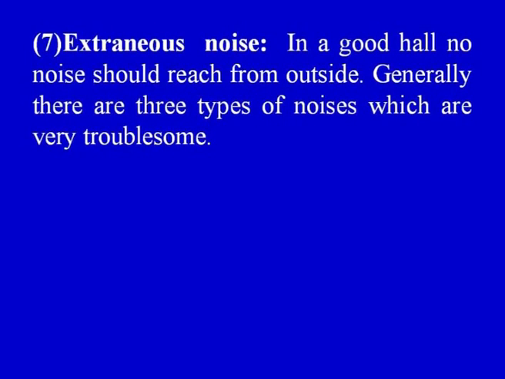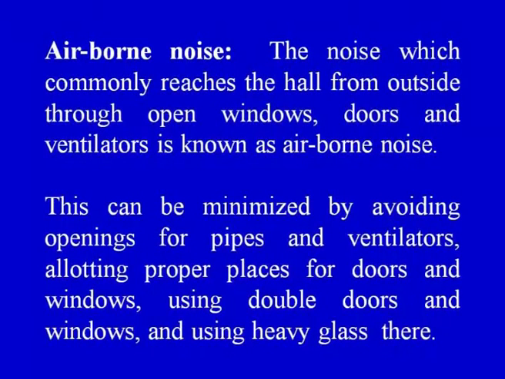Number 7, extraneous noise. In a good hall, no noise should reach from outside. Generally, there are 3 types of noises which are very troublesome. Airborne noise. The noise which commonly reaches the hall from outside through open windows, doors and ventilators is known as airborne noise. This can be minimized by avoiding openings for pipes and ventilators, allotting proper places for doors and windows, using double doors and windows and using heavy glass there.